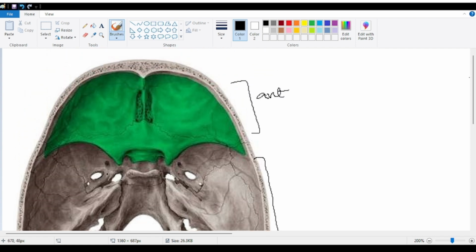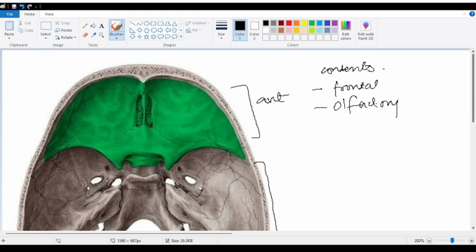The main contents of the anterior cranial fossa are the frontal lobe, like the anterior part of the frontal lobe, and it also consists of the olfactory pathways. So we discussed the contents. Now let's see the superior view.